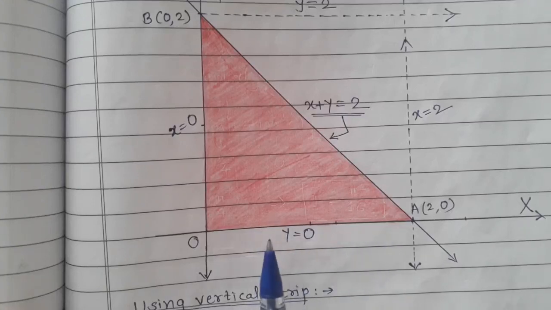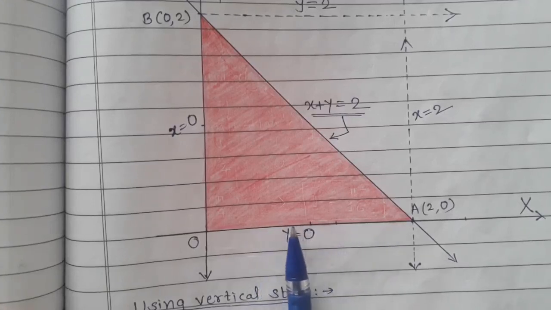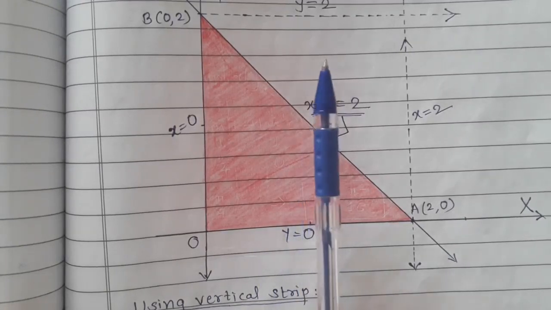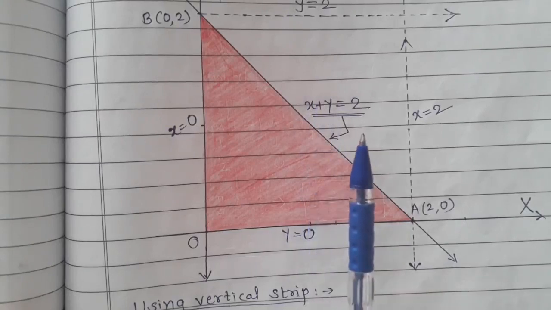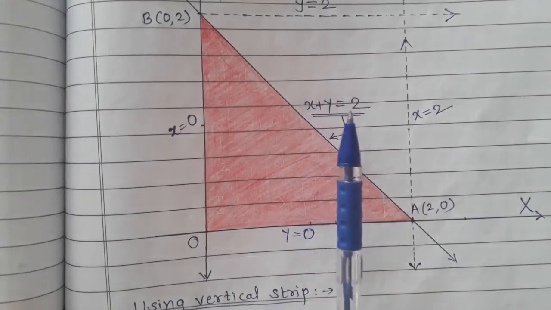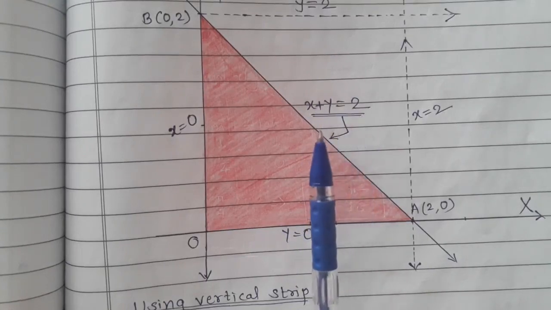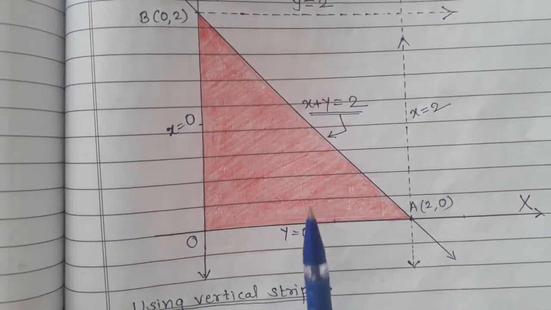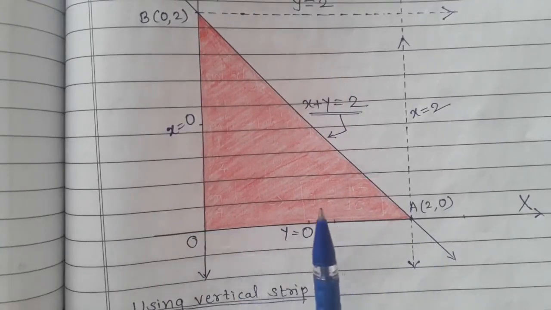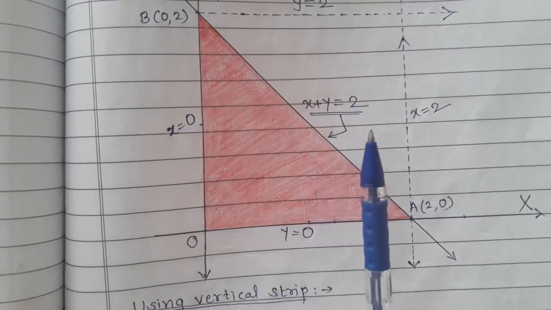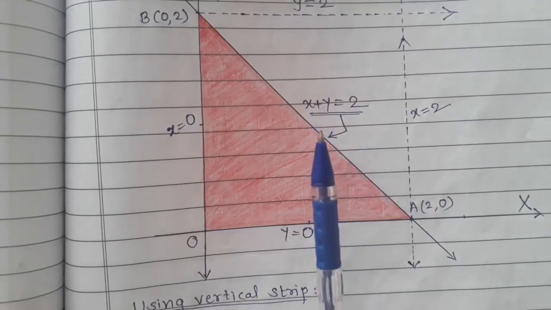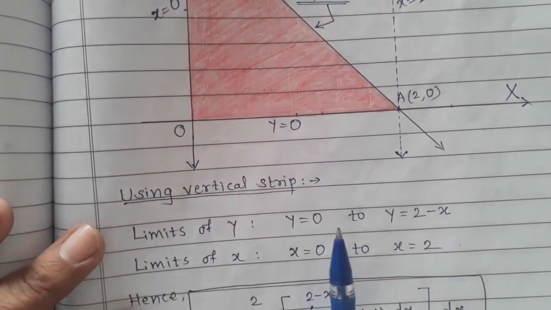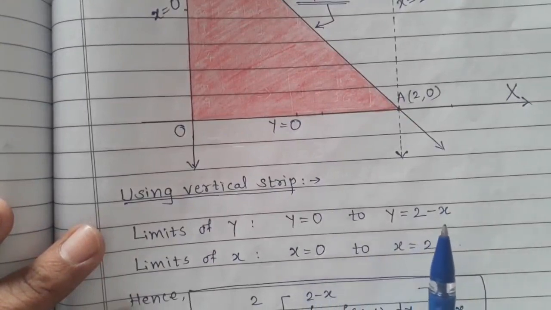So y equal to 0 is the lower limit, and when it travels throughout the colored region, it exits through the line x plus y equals 2. That means y is equal to 2 minus x. That is the upper limit of y. So the lower limit is the entering of the bullet through the wall y equal to 0, and then y equal to 2 minus x is the wall it breaks for going out. So the limits of y are y equal to 0 to y equal to 2 minus x.